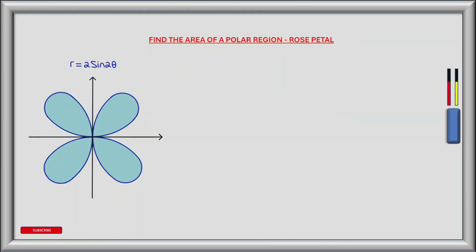Let's look at how we find the area of a polar region shaped like rose petals. To do this, I've sketched the polar graph of r equals 2 sine 2 theta. Before we find the area, let's get a better understanding of polar curves using a graphing tool.